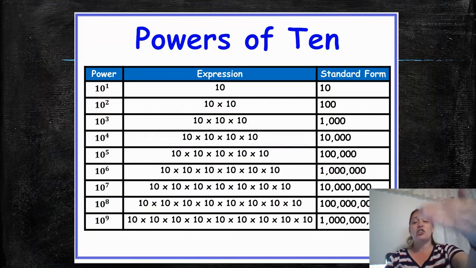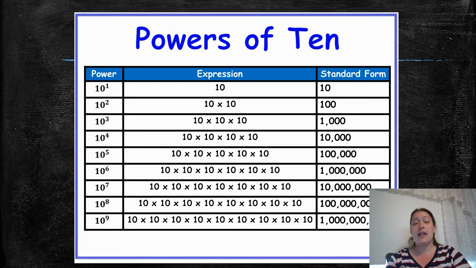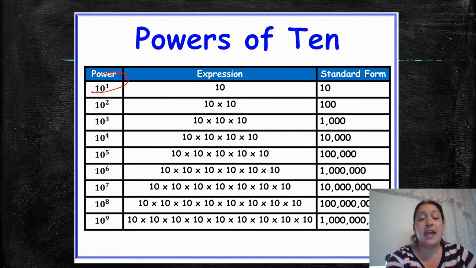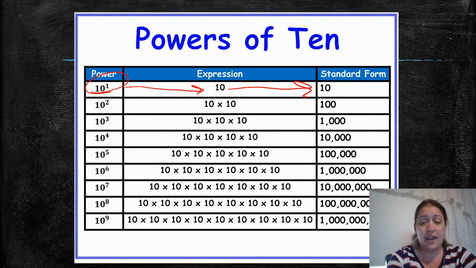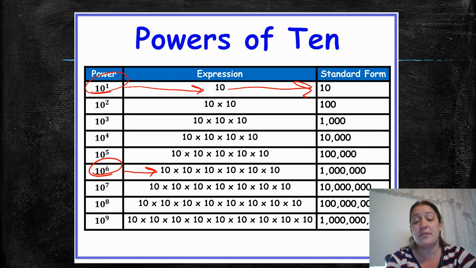We have this one that's showing all of our powers of 10 and how our 10 to the first is 10 all the way across. But then if we look at 10 to the 6, it really looks like this. It's 10 times 10 times 10 times 10 times 10 times 10, which equals 1 million. Okay?